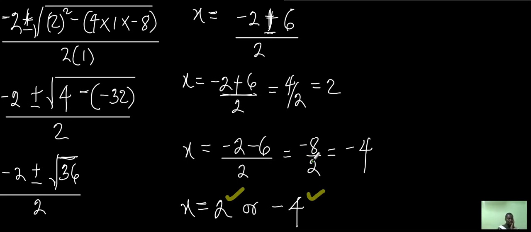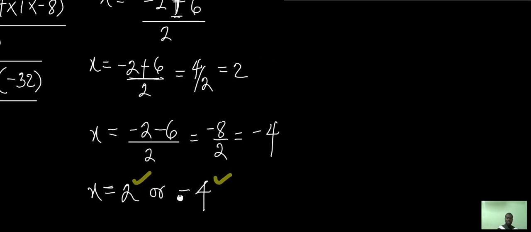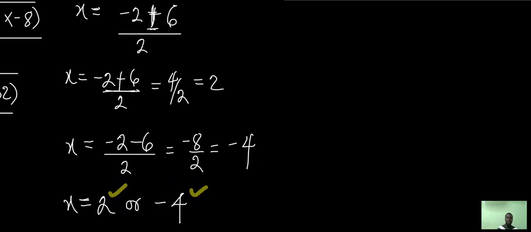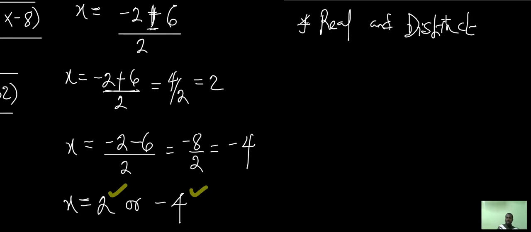Now, we are looking at what kind of root this is, what kind of answer this is. We can see that the two answers are unique, they are different answers, and they're actually real numbers. So we say the quadratic equation that we first solved provided us with real and distinct roots. We have real numbers completely different from each other. 2 is completely different from negative 4. So real and distinct roots.